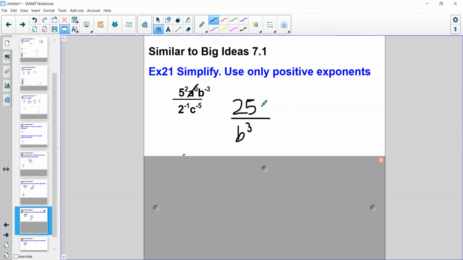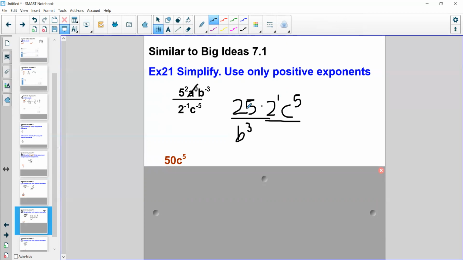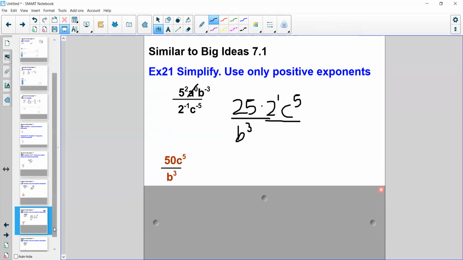2 to the negative 1, same thing. Move it to the top and change it to a positive exponent. And C to the negative 5, same thing. Switch the position and make it positive. Now for this one, we can combine terms. 2 to the power 1 is obviously just 2. 25 times 2 is 50. So we got 50 here, C to the 5, and then over B cubed.